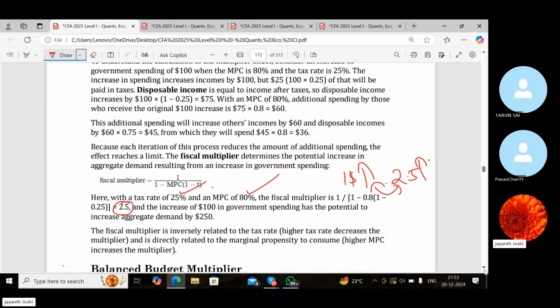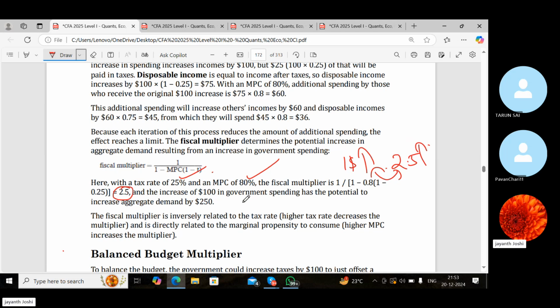Now we'll go to the balance budget multiplier. You understand? The aggregate demand is increasing by $250 in dollar terms. So if $100 of spending is increased by government, $250 of aggregate demand will be seen in the economy. That means if $100 is spent by the government into the economy, the aggregate demand will increase by $250. That is what we found.